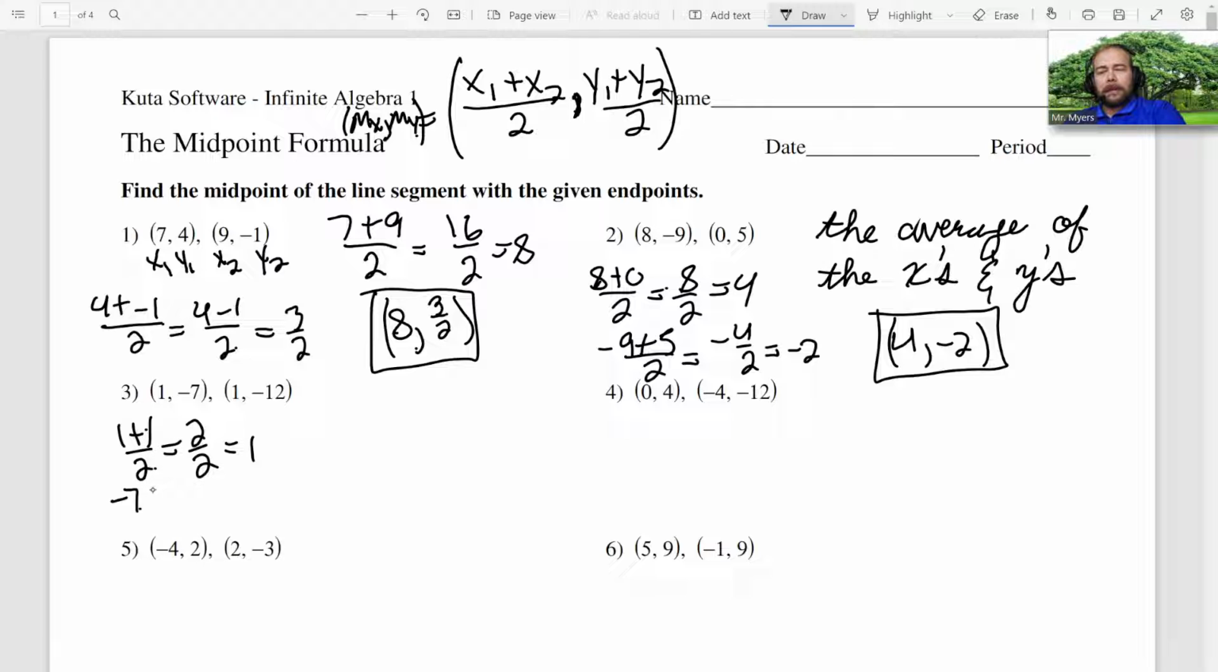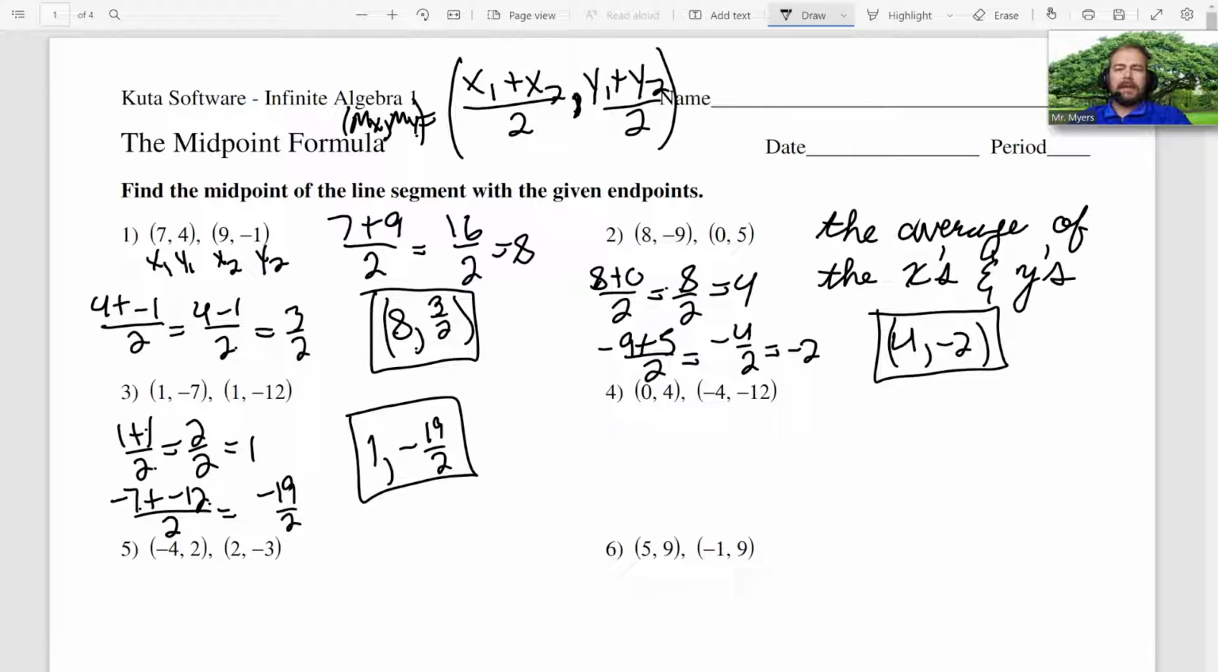Negative 7 plus negative 12. We are actually adding those because they have the same sign. It'd be negative 7 minus 12 if you got rid of the double signs in between them. But you are adding. So that would be negative 19 over 2. And again, if you get an odd number, you don't have to simplify that most of the time. Unless your teacher is crazy and they want you to write a mixed number or whatever. But other than that, you would just be done. So that's it. Negative 19 halves.